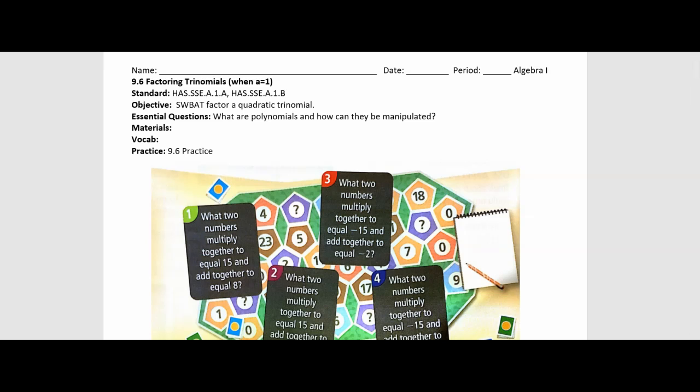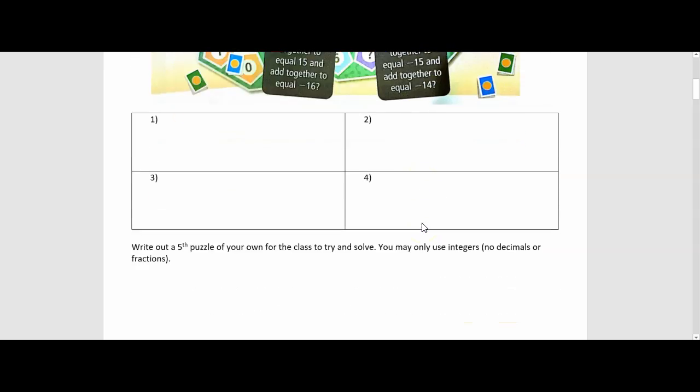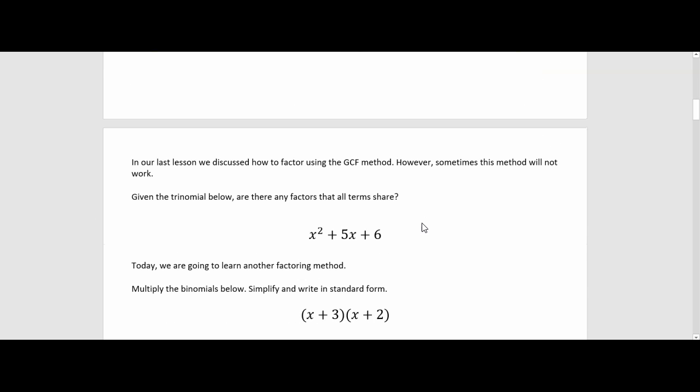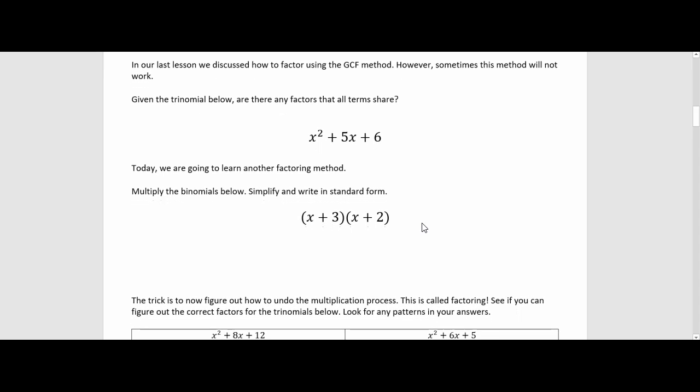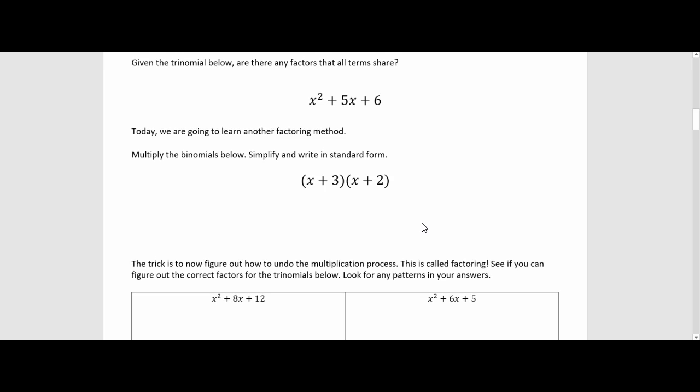Today we're going to discuss another type of factoring. So we already discussed the greatest common factor method, or the GCF method, in our last video, and today we're going to talk about another type of factoring that we can use to factor specifically trinomials. So we're going to focus on trinomials today. We are going to skip the first page. It's just a little game to get you thinking about factors of different numbers, and we're going to look at this trinomial up at the top, x squared plus 5x plus 6.